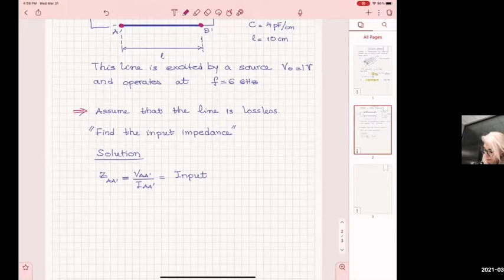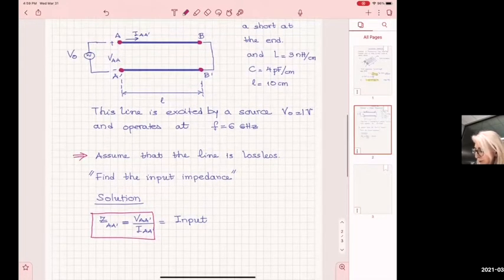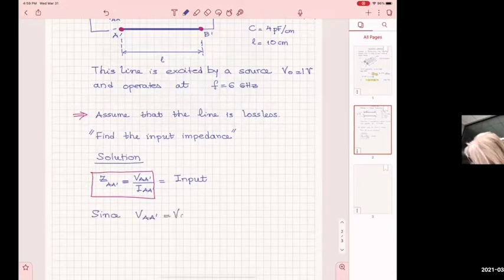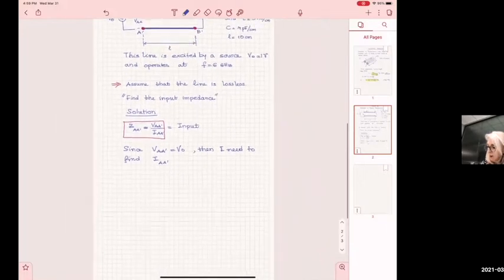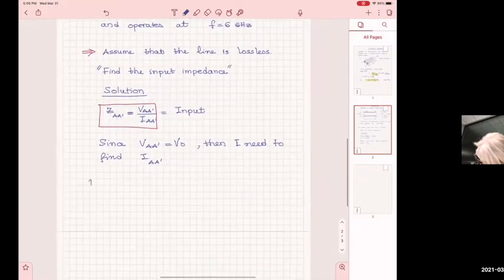So we found the expression for the input impedance. In this problem, the voltage at AA prime is V naught, and for this V naught I want to find the current. Since I already have V at AA prime equal to V naught, I need to find I at AA prime. Do you agree? If I find that, then I found the input impedance. So how are we going to do that? Today we learned two things. We know the following.